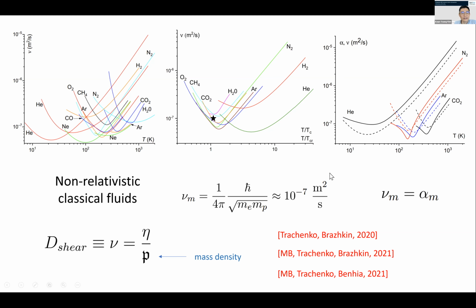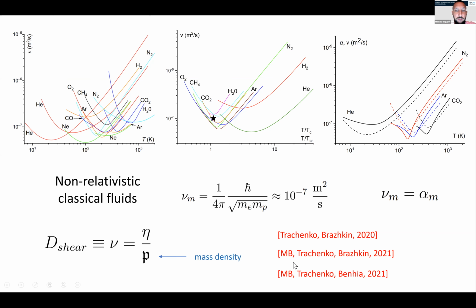So, and the last question is, in the last graph, yes. What do you mean by nu_m equal to alpha_m? Okay, so I didn't explain it fully. What I mean is that the viscosity at the minimum is actually equal to the thermal diffusivity at the minimum. So this is what you get from the theory.